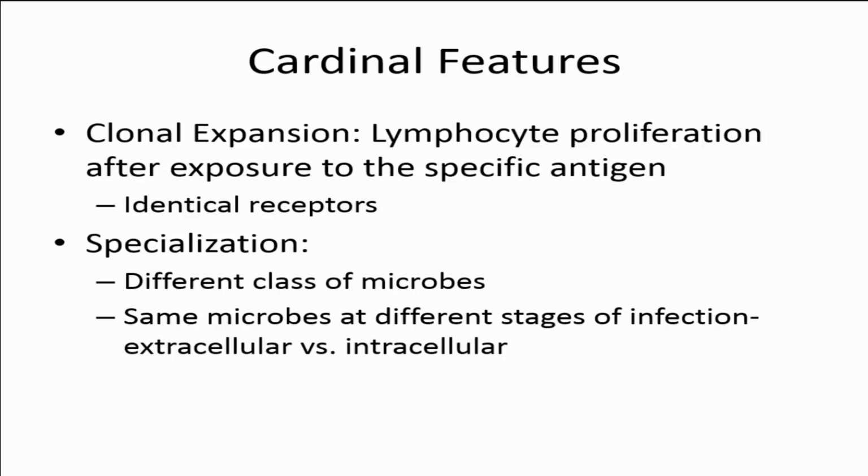Specialization. So again, if it's a virus or a fungus or some bacterial infection, the immune response is very specific to that organism, and based on what kind of microbe we are looking at, the response is going to be very specific and directed to that specific class of microbes. And sometimes the same microbe can cause a different kind of response depending on where it is. So if it's extracellular, the antibodies to that virus can kill that virus, versus once it's intracellular, those antibodies don't get to it, so cytotoxic T cells would be useful. So that specialization is important.